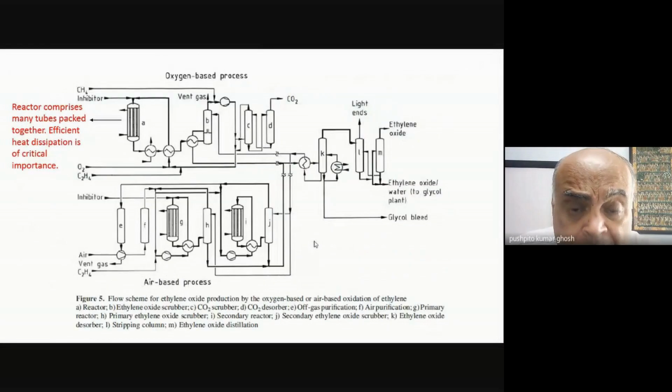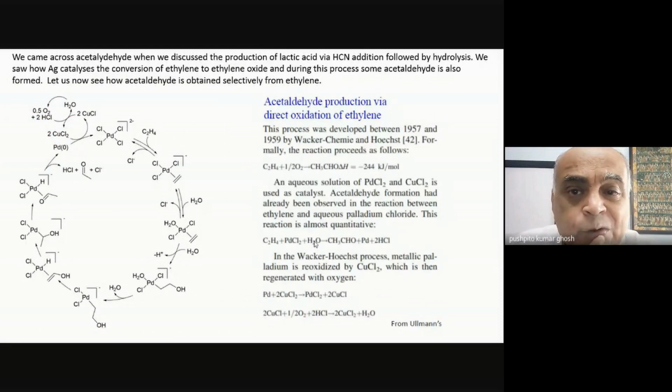Now let me also tell you about another very, very important product which you get from ethylene. You remember we talked about acetaldehyde when we were talking about producing lactic acid. Acetaldehyde reacted with HCN and formed lactonitrile, which you hydrolyze to form lactic acid. The question is, where does acetaldehyde come from?